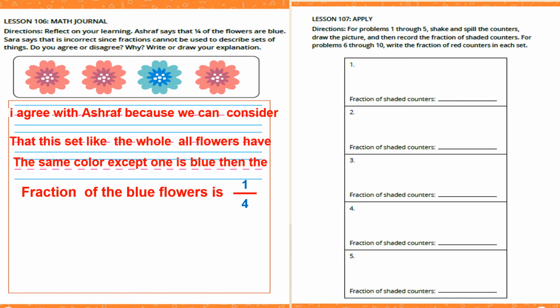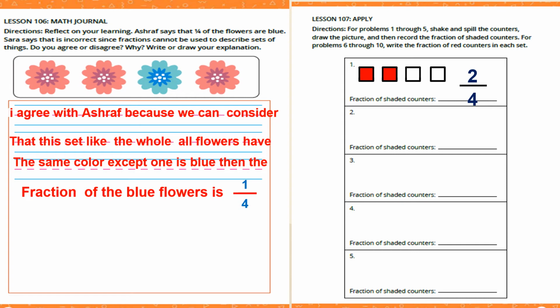Let's go to the second page. Here I will draw the picture and then record the fraction of the shaded part. I have here 1, 2, 3, 4 squares. 2 colored and 2 not colored. So what can I do here? I will write fraction bar first, then 2 over 4. 2 the color parts and 4 the total of the squares.